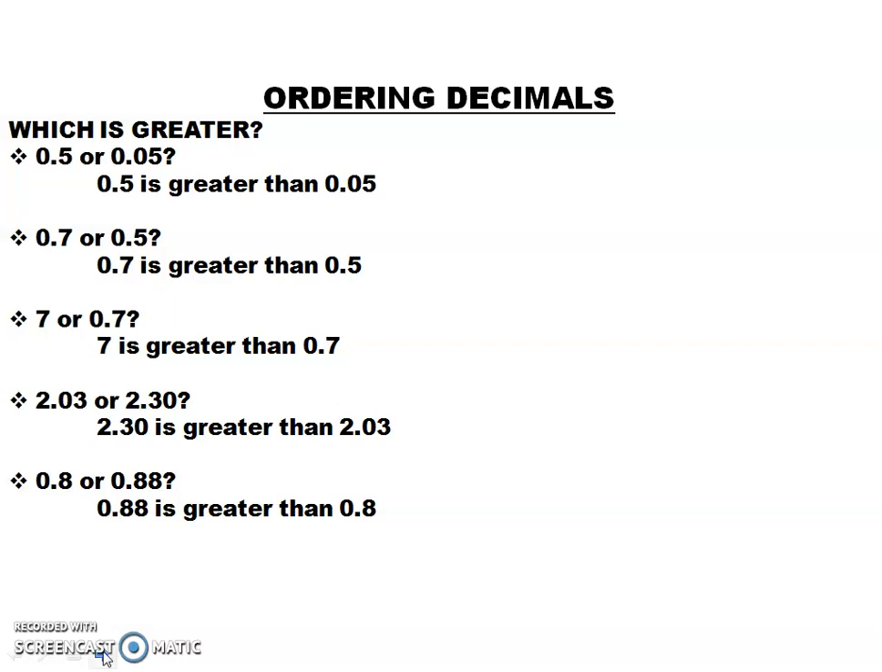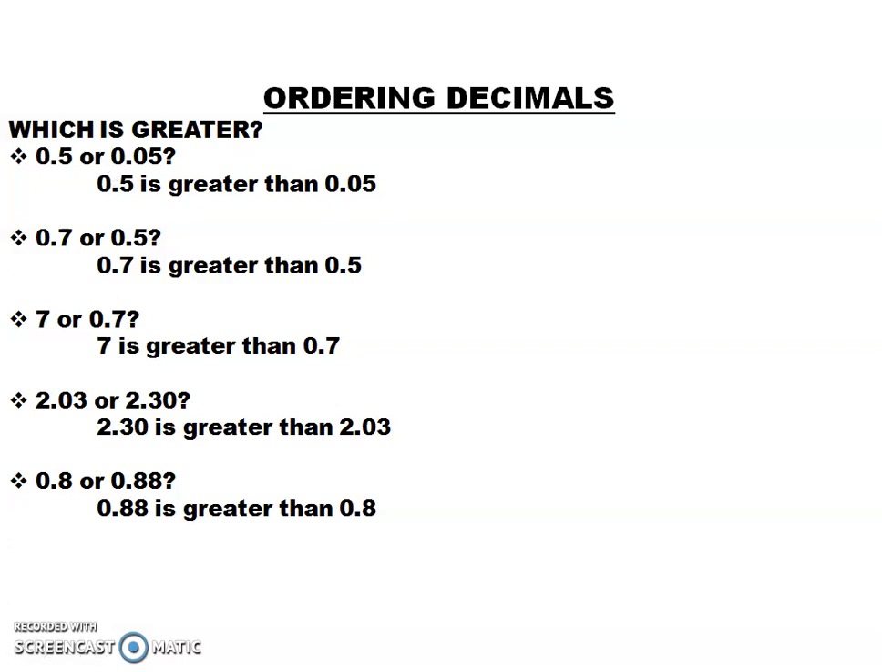Students, first question is 0.5 or 0.05. Students, you can see no number is there in the whole number part. What is the whole number part? Whole number part is the part which is coming on the left side of the decimal point. So, which is the whole number part here? 0. Here, both the whole number part is 0.